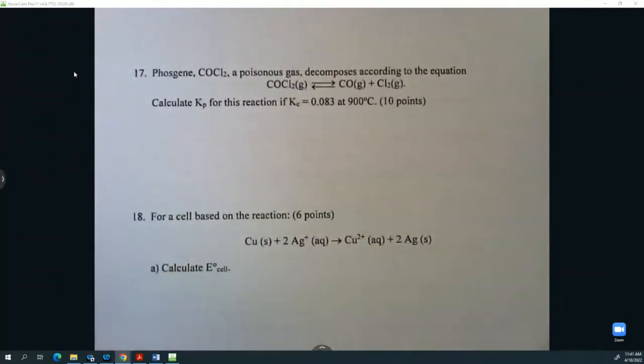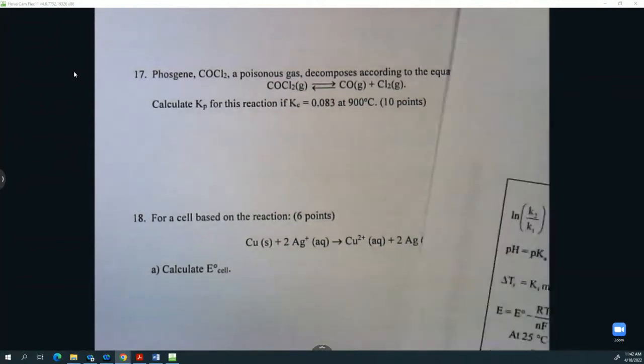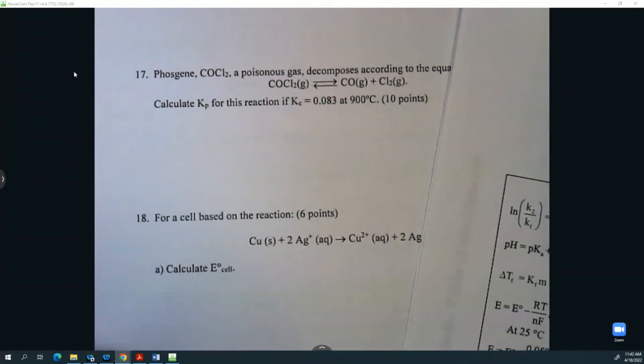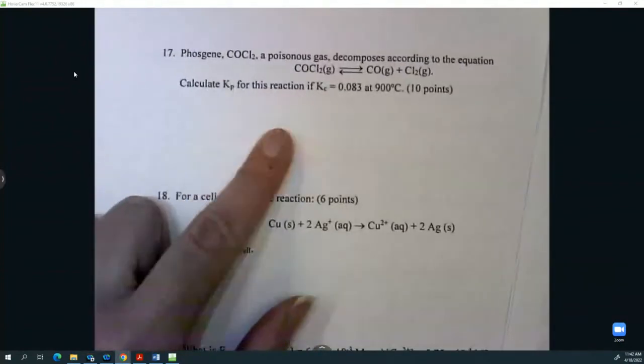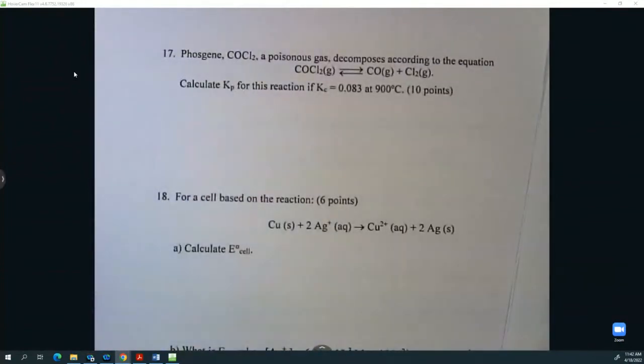All right, phosgene, poisonous gas, Kp. Okay, so we have the Kp-Kc thing. I don't have that on here. That is one I always include because I can't ever remember this equation, and I forgot to put it on the sheet. So if I did it on an exam, I would make sure it was on there. Let me just make sure I got it right.